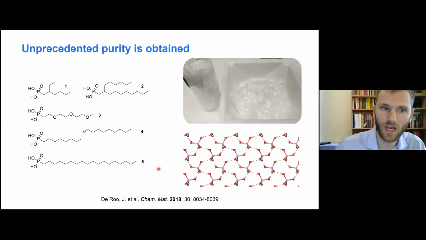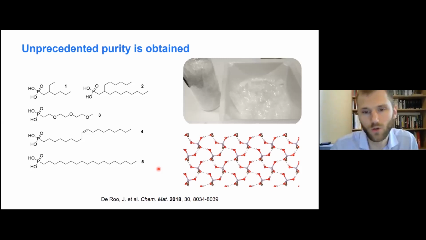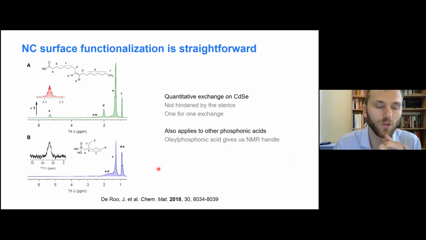Then we have to test how well they bind to the surface. Well, we know phosphonic acids bind really well. But what we also know is that sterically hindered, or very sterically demanding, ligands are not so favorable to bind to the surface. That was shown by John Owen and by Zegerhead for L and X type ligands both. So here we said, okay, let's start with this ligand 1, which is branched, so it's slightly sterically hindered, and see whether we can do this quantitative exchange.